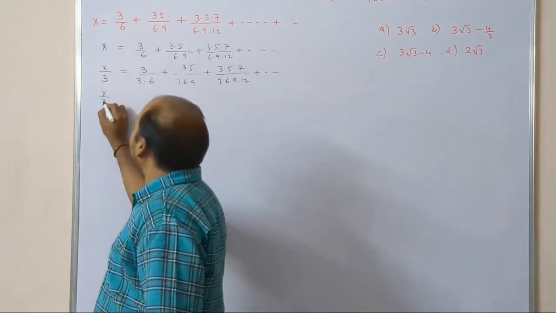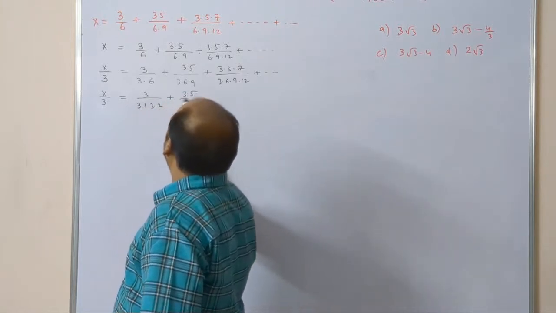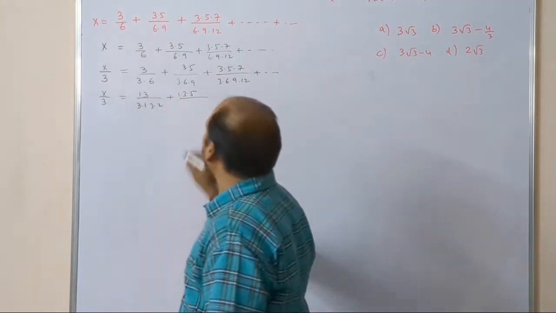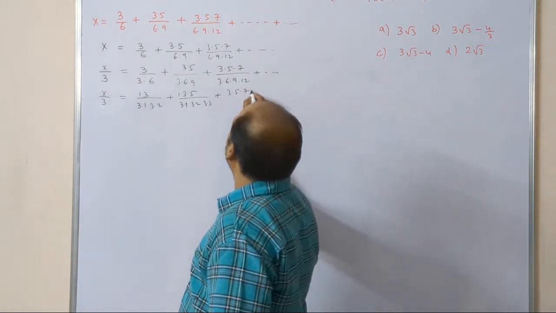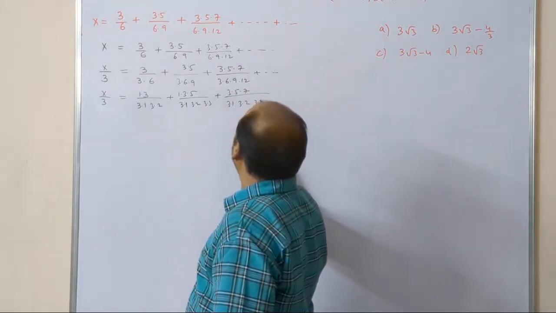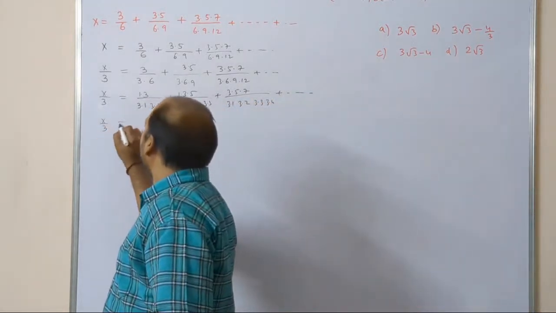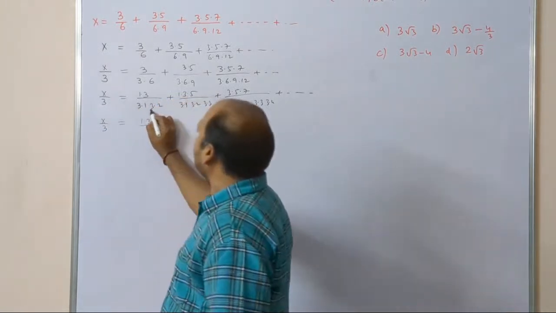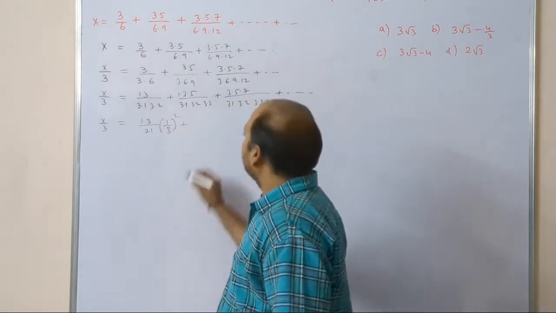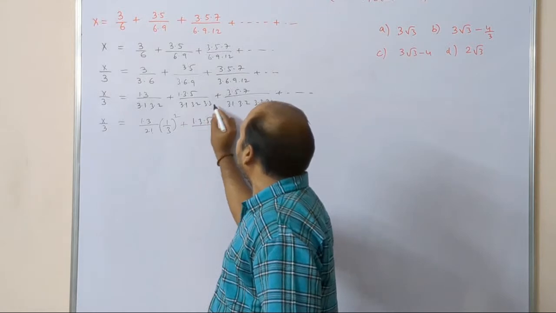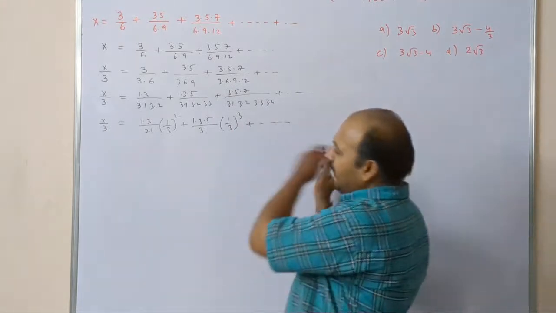Now X by 3 equals 3 by 3 into 1, 3 into 2. 3 into 5 by 3 into 1, 3 into 2, 3 into 3. 3 into 5 into 7 by 3 into 1, 3 into 2, 3 into 3, 3 into 4, plus and so on. From here, X by 3 equals 1 into 3 by 2 factorial into 1 by 3 whole square. Next, 1 into 3 into 5 by 3 factorial into 1 by 3 whole cube, plus and so on.